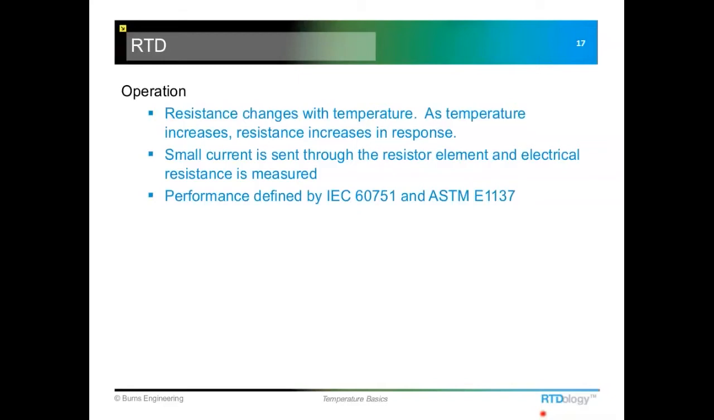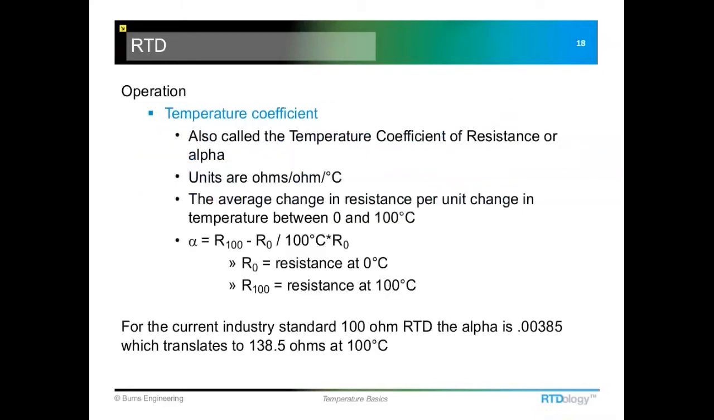Now the performance of these is defined by a couple of standards, and so all the manufacturers will follow either one or both of these standards. Each RTD has a temperature coefficient, which is just the average change of resistance per degree of temperature change between 0 and 100 degrees C. So that's kind of the basic definition of it. And you can use this little equation down here.